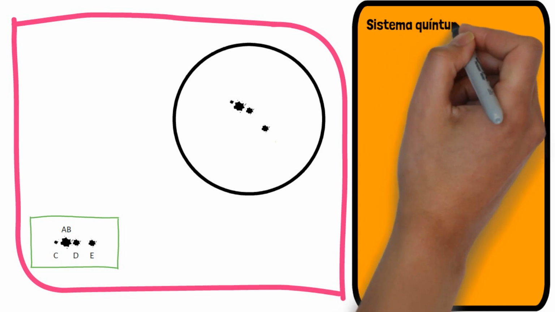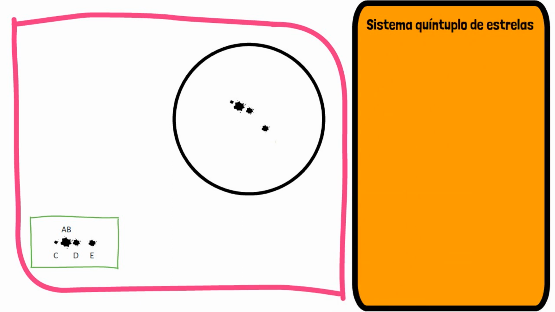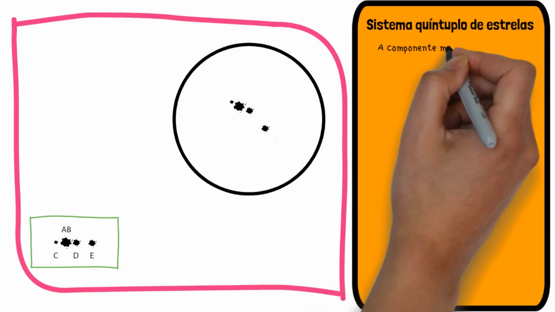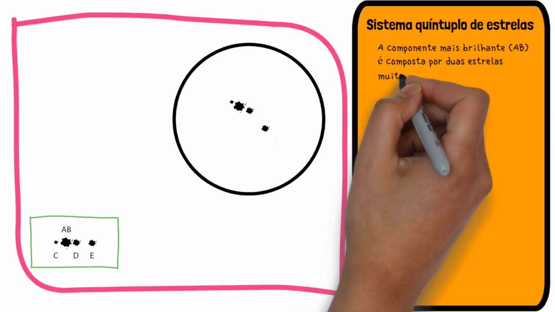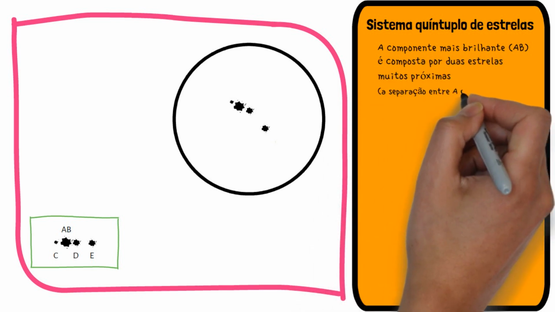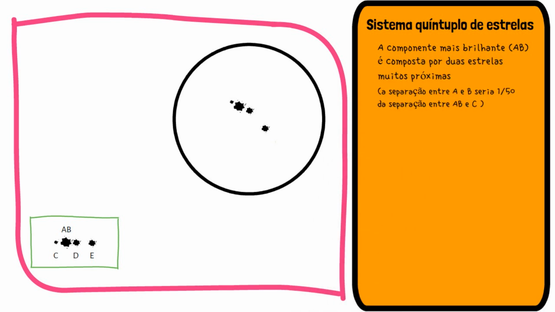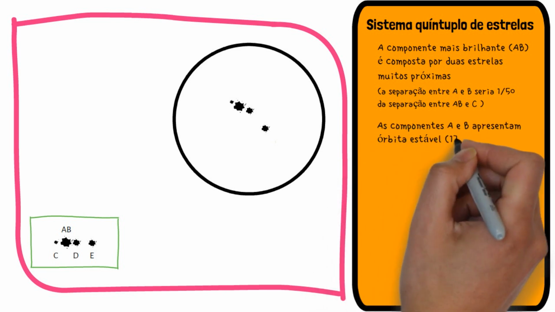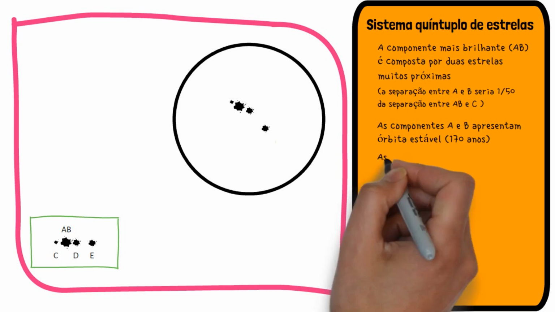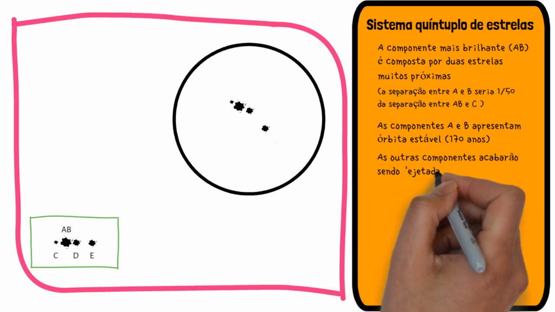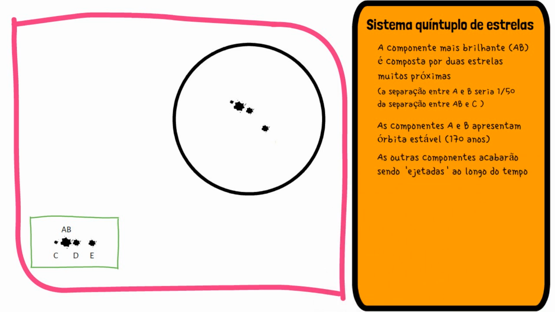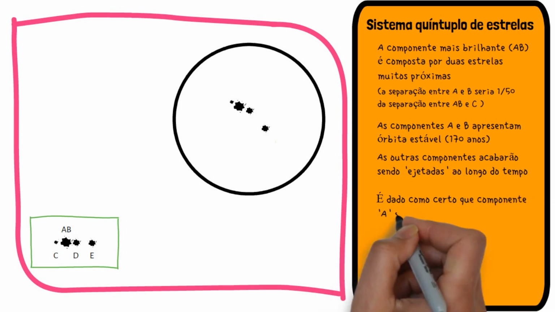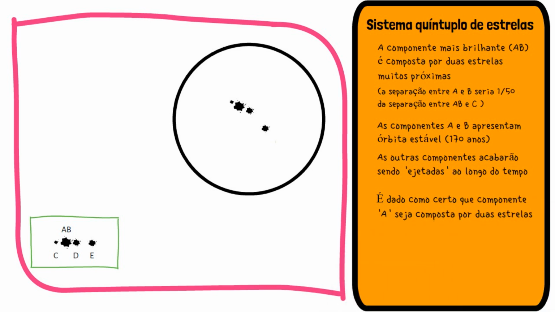More than half of the stars do not have a companion, as is the case with our Sun. But multiple stars are rarer because they tend to form unstable associations that, over time, break apart. In this case, components A and B satisfy a stability condition, rotating around each other every 170 years. In fact, it has recently been discovered that component A is actually 2 stars that orbit each other in a period of about 143 days.